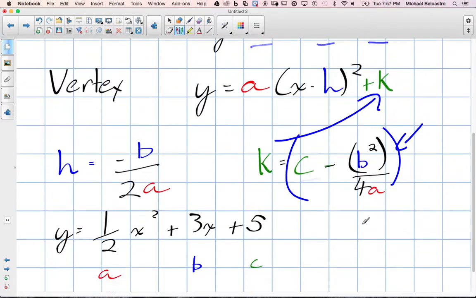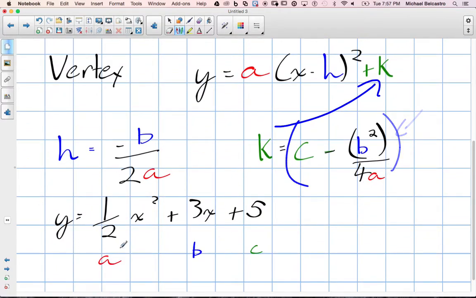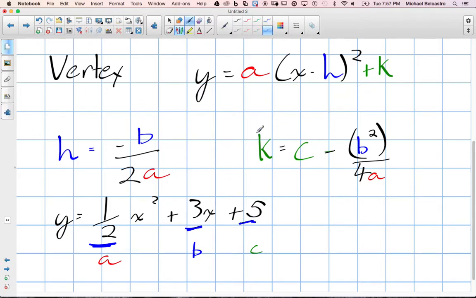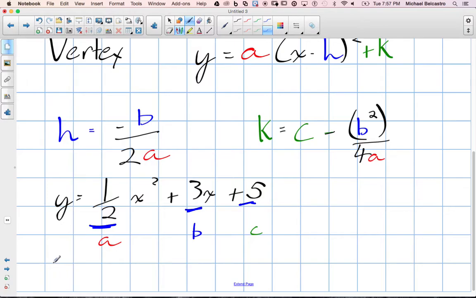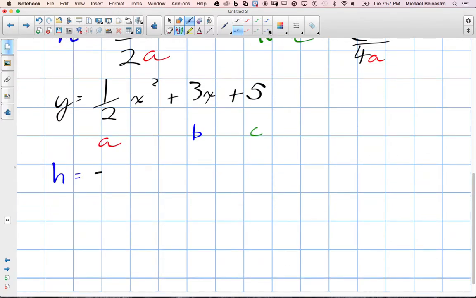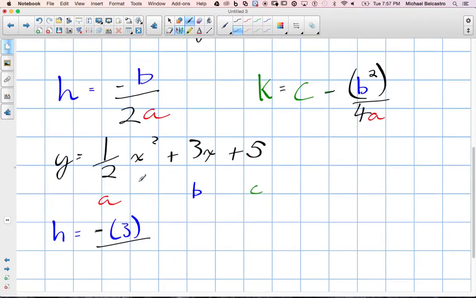Okay, so we have a standard form. I've already written out that this would be the A, the B, and the C. So let's plug them into our little formulas here. So I need to find my vertex form. So H is equal to negative. What's our B value in this question? 3. Yeah, 3. So we have 3, and then divided by 2 times, and what's our A value in this question? The half. The half, okay? And a half as a decimal is 0.5, so I'm just going to write it in like that, 0.5.